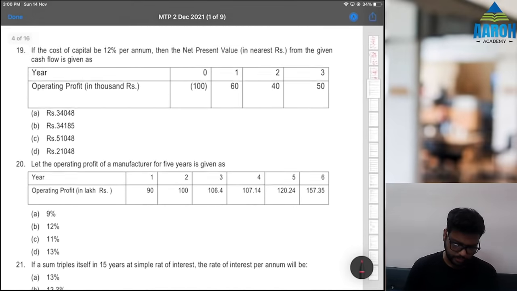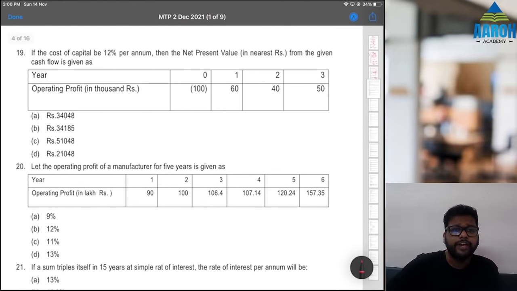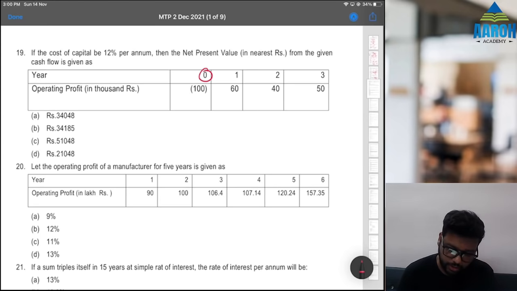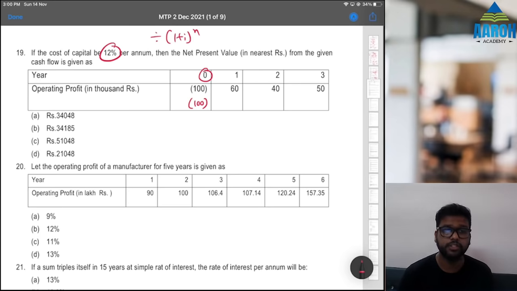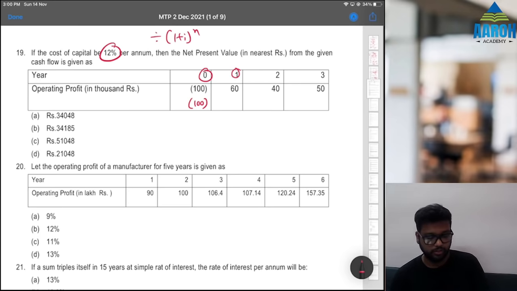Okay. Next. 19th. If cost of capital is 12%, NPV is to be calculated. Fine, NPV is easy. So we just have to find present value of everything. This year 0, so present value is minus 100. Year 1, so we have to discount by 1 year. Discount means what? We have to divide by 1 plus I raised to n. So 1.12 raised to 1. So 60 divided by 1.12, M plus.